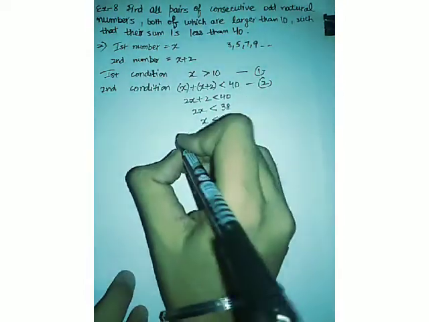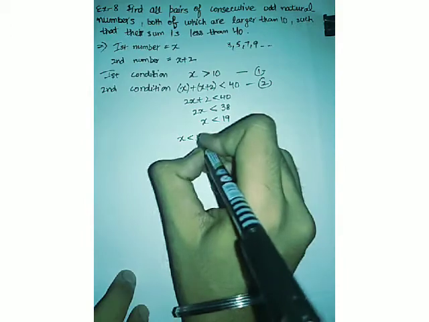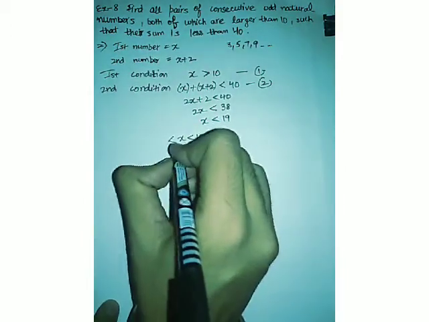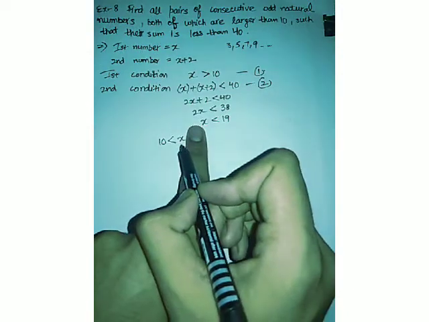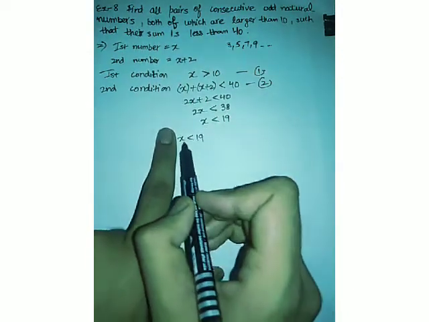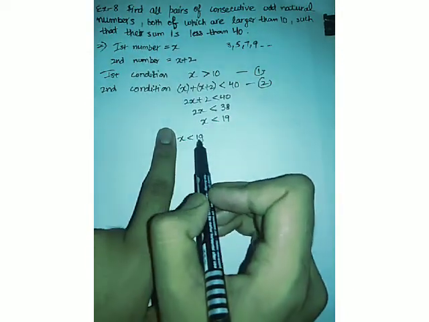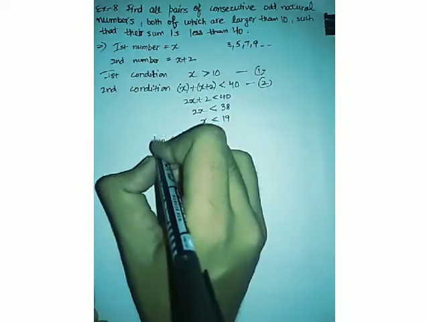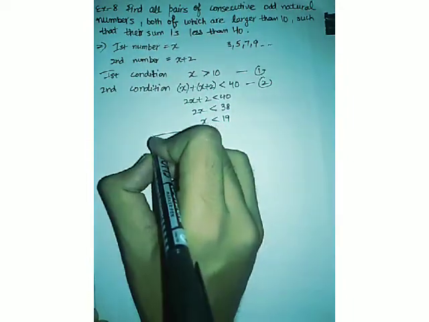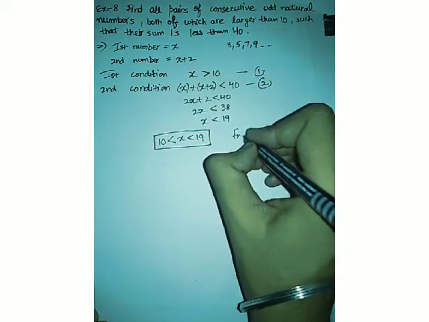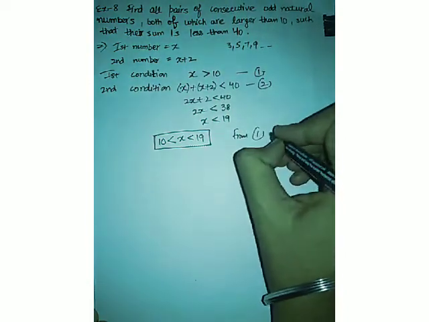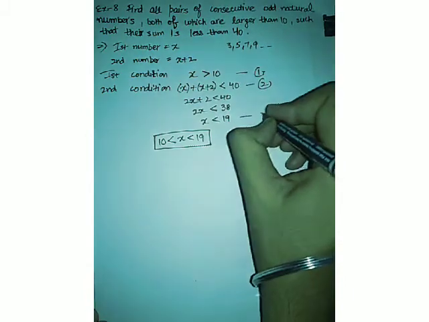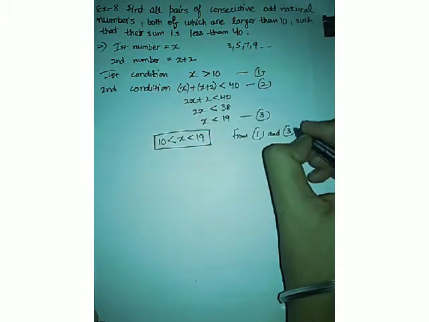x must be less than 19 but must be greater than 10. If you find only this, then x is greater than 10. If you find only this, then x is less than 19. So this is our limit of x, and from this we will make the pairs of consecutive odd numbers. So write the reason from where we got this, from 1 and 3. Now we have to form the pairs simply.